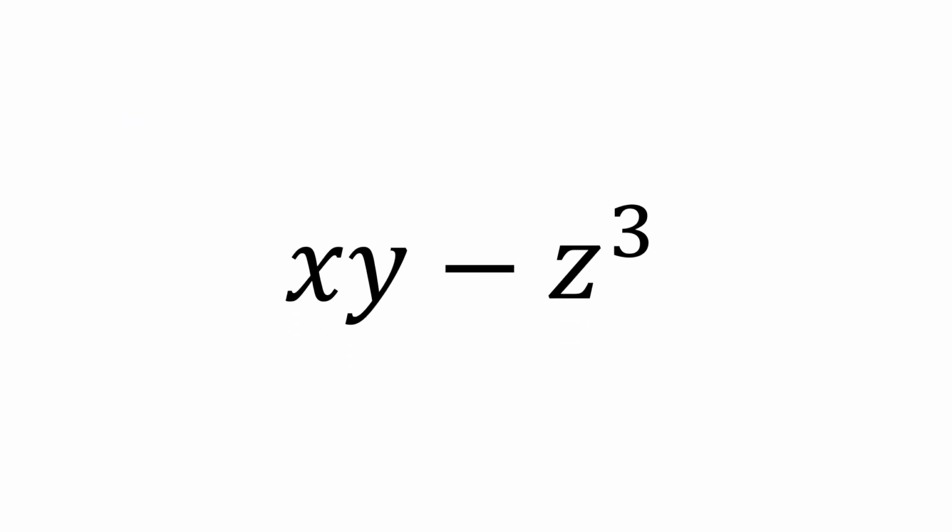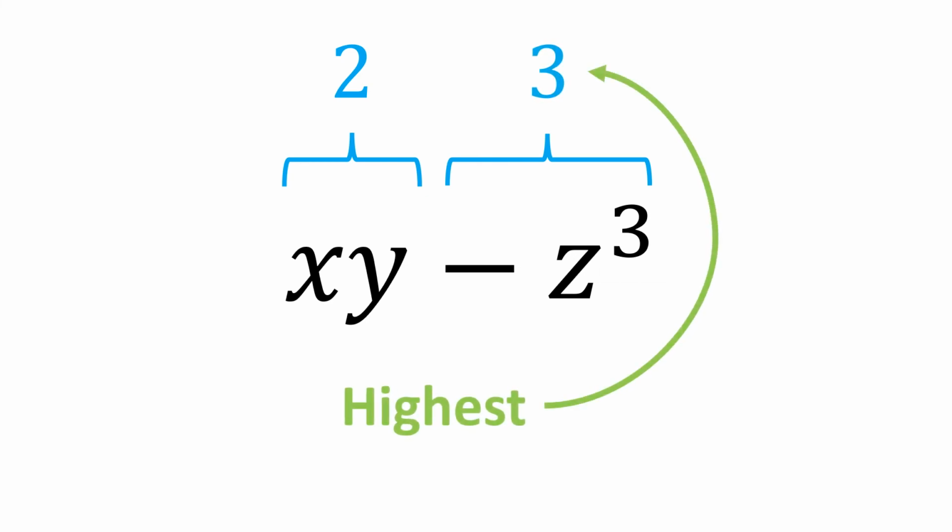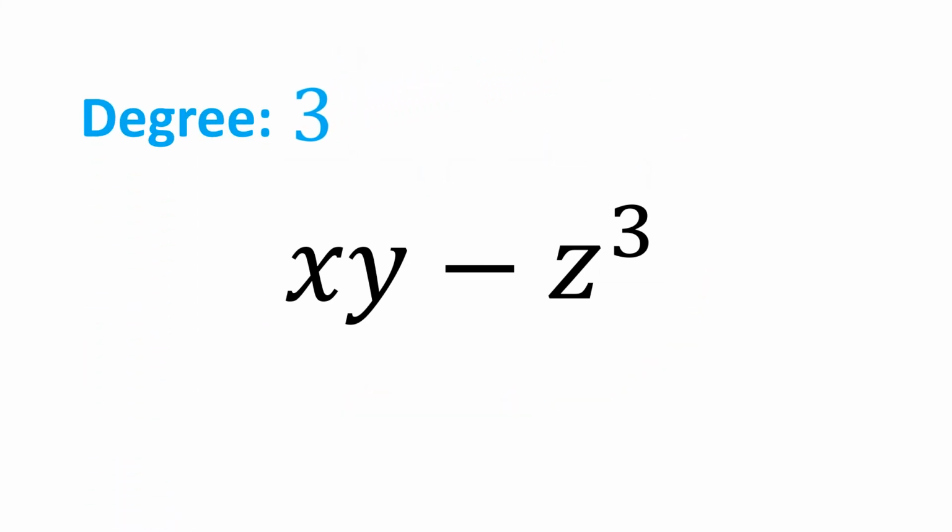Now lastly, let's say we have xy minus z cubed. In this case, the terms are xy and negative z cubed, and the corresponding degrees are 2 and 3. The highest of these is 3. So therefore, the degree of this polynomial is 3. So that is the degree of a polynomial.